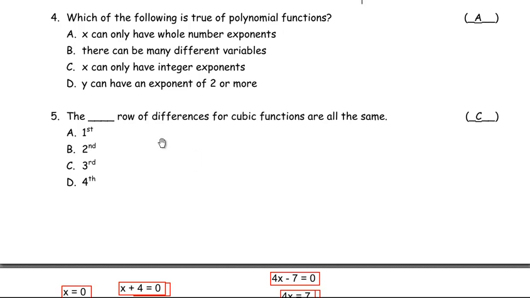Number 5, the blank row of differences for cubic functions are all the same. Cubic means x, it's normally x, but not always, to the power of 3, so that's why the third row of differences has to always be the same.